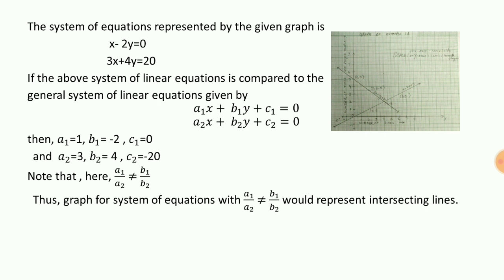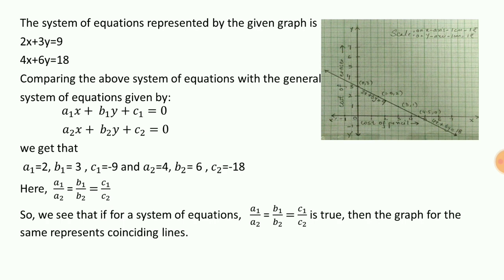So we get b1 upon b2 and a1 upon a2, they are not equal. Therefore, whenever we have the lines that are intersecting, they will always be representing the equations having coefficients such that the ratio of a1 and a2 and b1 and b2 are not equal. That is, a1 upon a2 is not equal to b1 upon b2. See the second case.